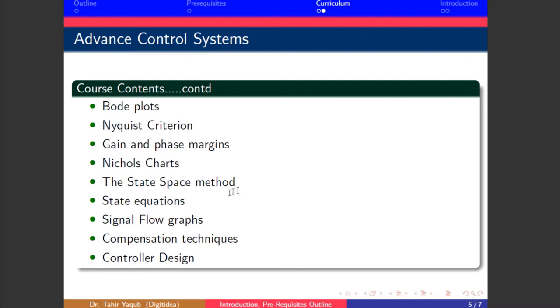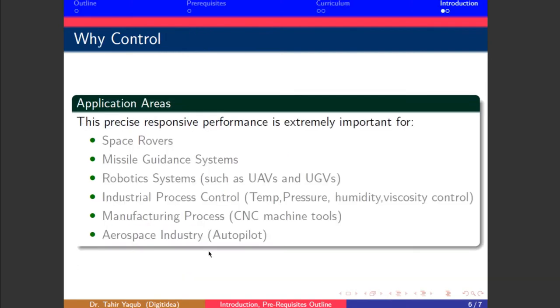So we will discuss state space, how to move from differential equations to the state space method and vice versa, how to make state equations, how to select state variables, and all these types of things. Then we will be doing signal flow graphs and then the compensation techniques and controller design: how to design a controller. So these are some of the application areas of control systems.